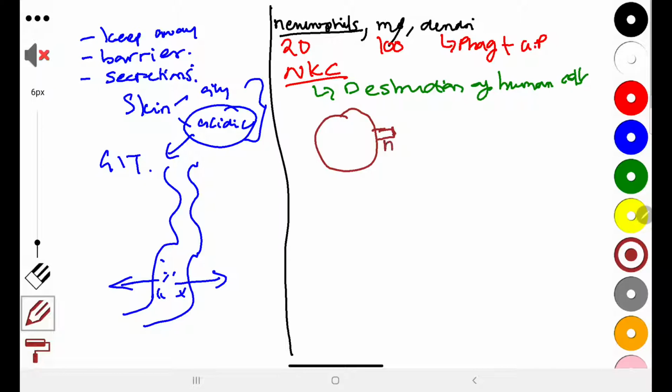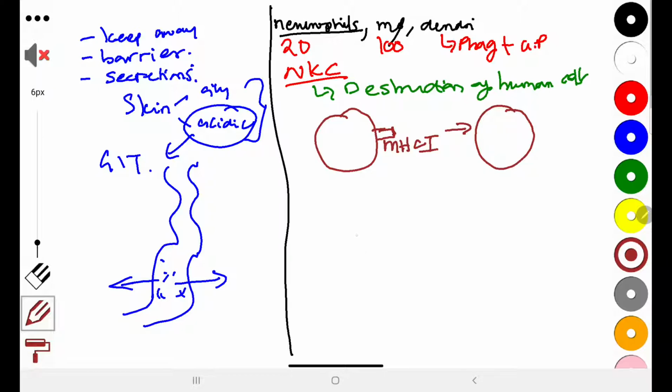MHC1 is not presented, or it breaks down, when the cell is infected, especially with viruses. So once this is not presented anymore, what will happen is the NKC will identify that it is not present, and then it will inject some proteolytic enzymes into the infected cell. So how does this happen?